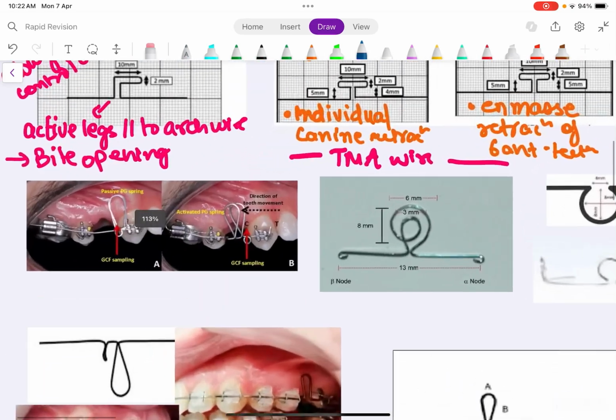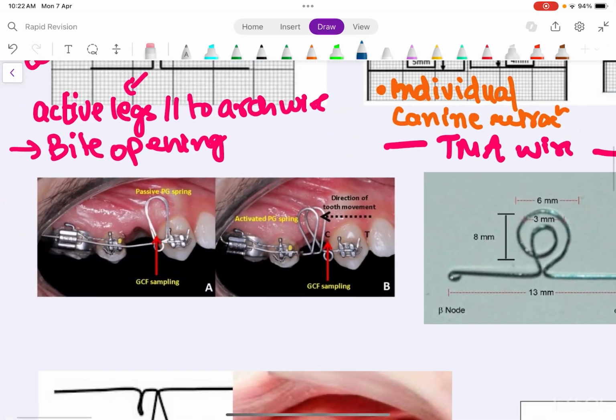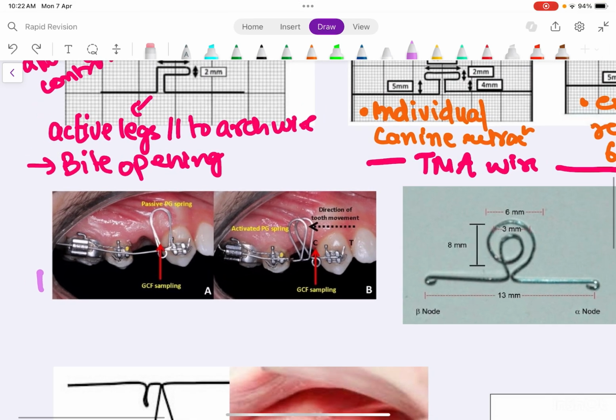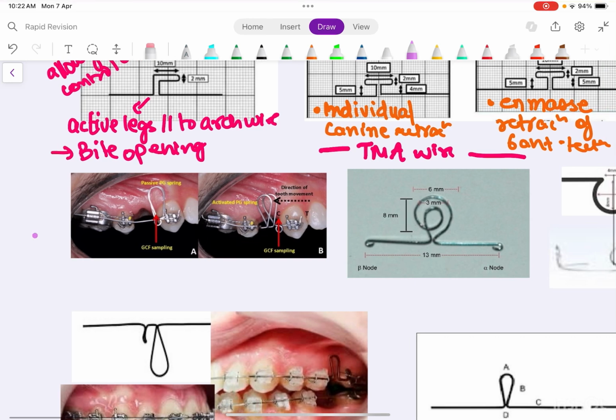Okay, now this one again, this is easy and this is a little trickier. So this is our PG spring. So give me a second. So this is our PG retraction spring. So PG stands for Paul Gjessing, I don't know the pronunciation, so just bear with me. So it is named after the person who gave it.